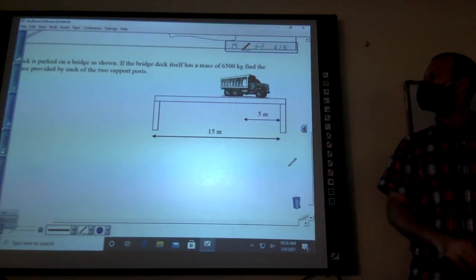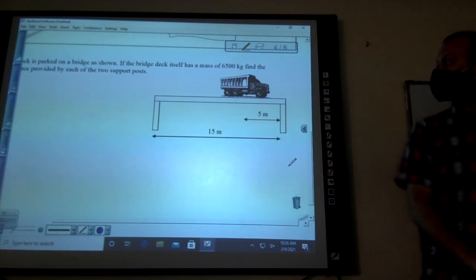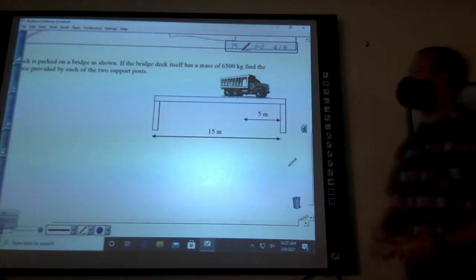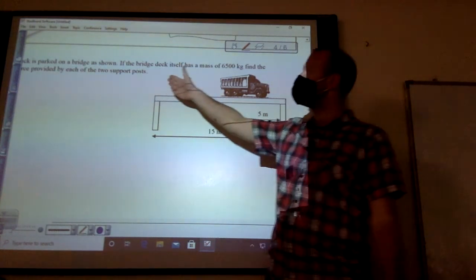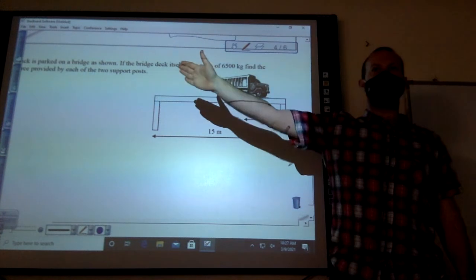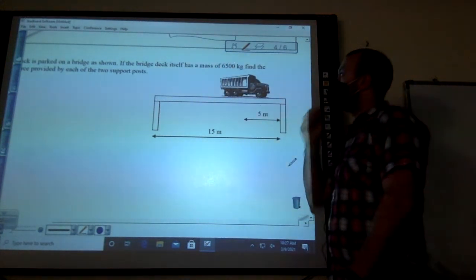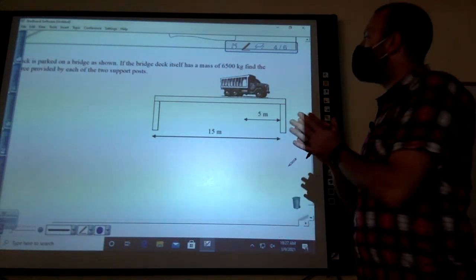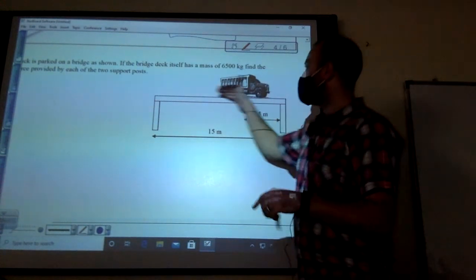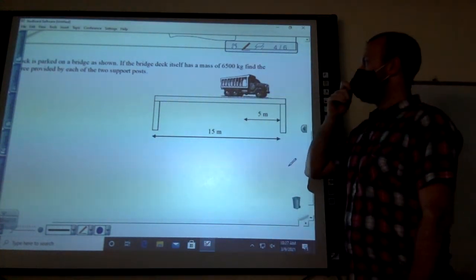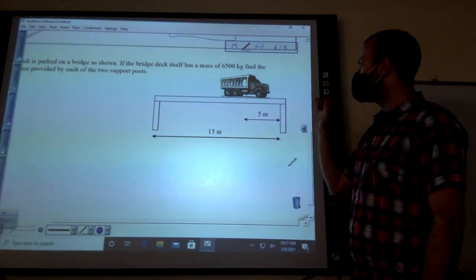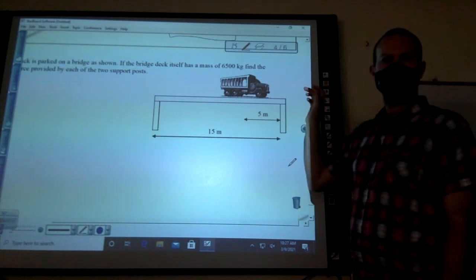So what you're going to want to consider is how much you want each of these posts to support. You'll need to think about this. As your truck is driving across the bridge, you want to make sure it can support the truck through the entire trip. So in order to start this, I'm going to look at all the forces acting on this beam, the bridge, the part that's being suspended. So what I've got is 1, 2, 3, 4 forces.